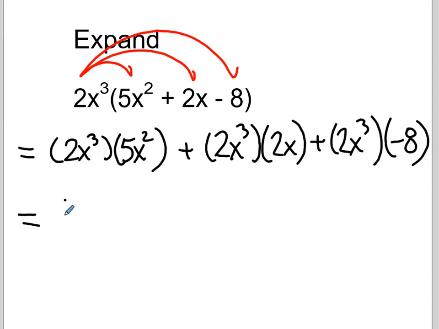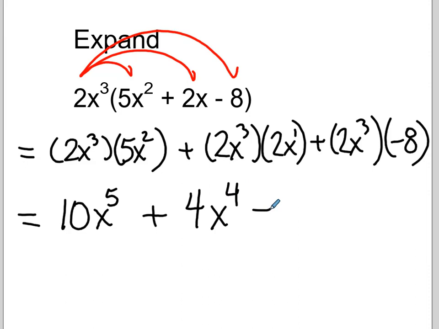So 2 times 5 is 10. x cubed times x squared is x to the 5th. Plus 2 times 2 is 4. x cubed times x, if you have to, put a little 1 on that x, becomes x to the 4th. And then lastly, 2 times negative 8 is negative 16. x cubed, there are no other x's, so it just stays x cubed. So please notice, when we multiplied, the exponents changed. We cannot add these together because they are not like terms.